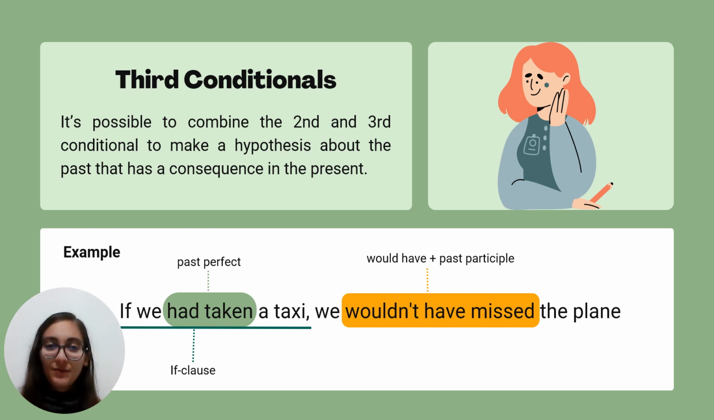We have an example sentence, and it reads, if we had taken a taxi, we wouldn't have missed the plane. Now, this is not a possible choice. It's something we know cannot happen. It is in the past. It's only a wish.